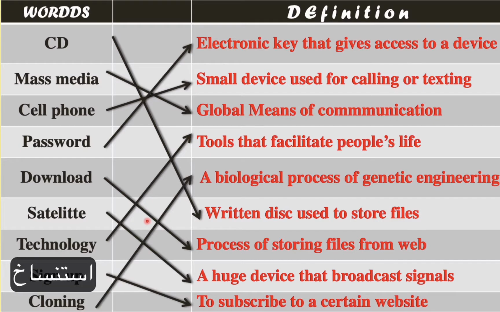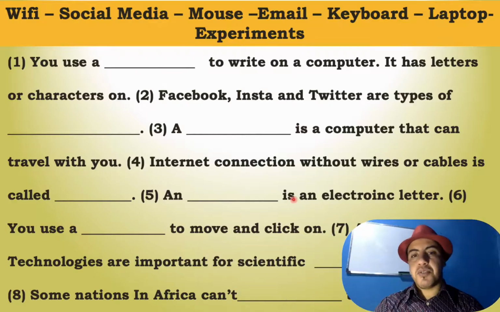Cloning. It is a biological process of genetic engineering. Okay, so biological process. So please, when we talk about cloning, here we're talking about biology. Okay, something where we're talking about genetic issues. Okay. Good. Now let's move to the next exercise.